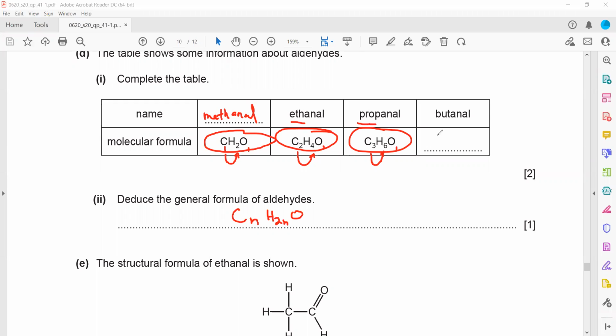And butanal, but means 4 carbon, so it will be C4. How many hydrogen should be there? The number of hydrogen is twice, so H8 and O. So the formula for butanal will be C4H8O only.